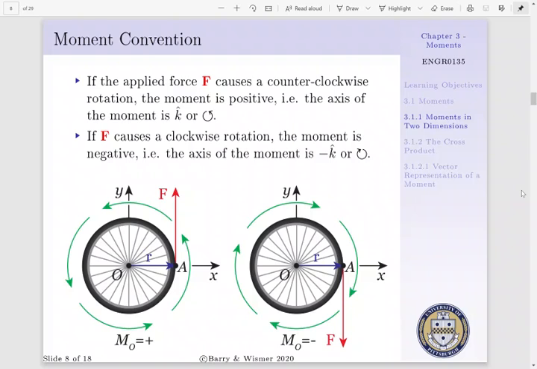Now, our axis of rotation is determined by the right-hand rule. If we take our right hand and curl from our x-axis to our y-axis, i.e. in the direction of our force, we see our thumb is sticking out of the page, which would be the positive z-axis. For the figure on the right, if we curl from our y-axis to our x-axis, i.e. following the direction of our force, our thumb is pointing into the page, i.e.